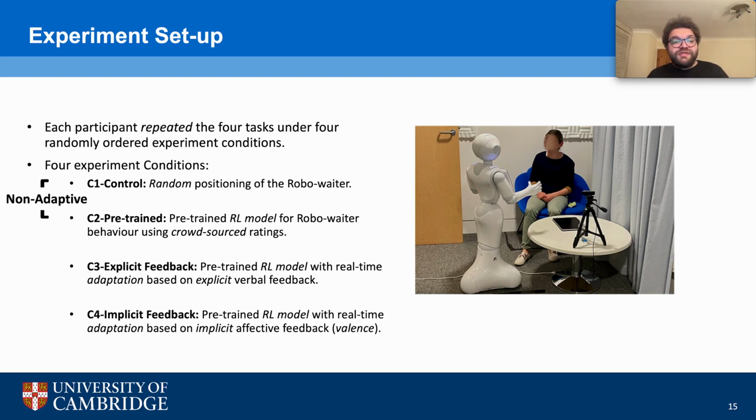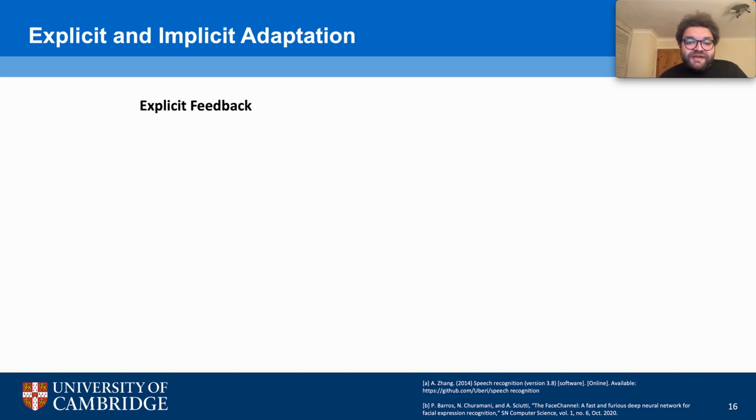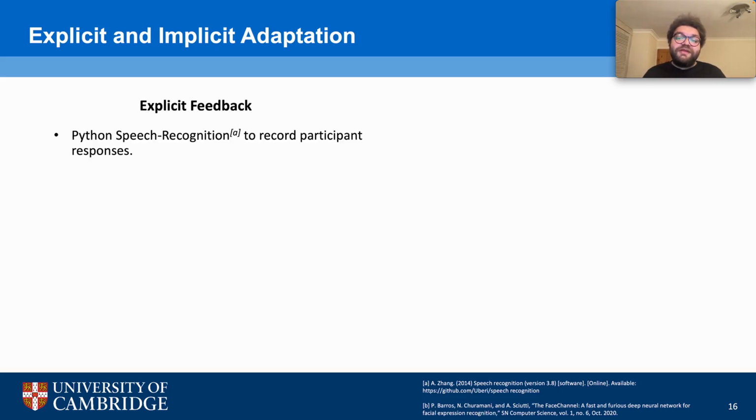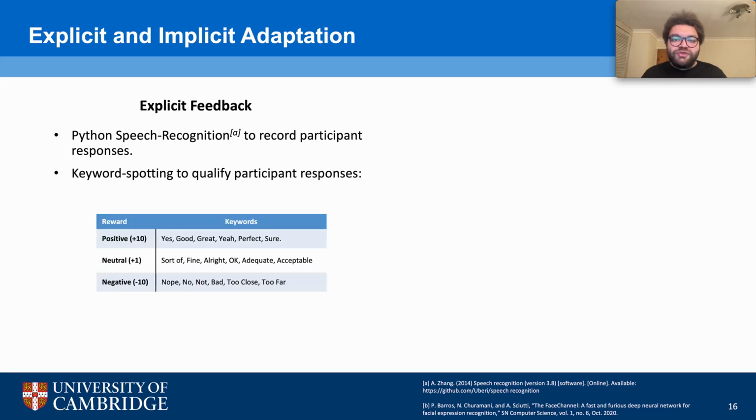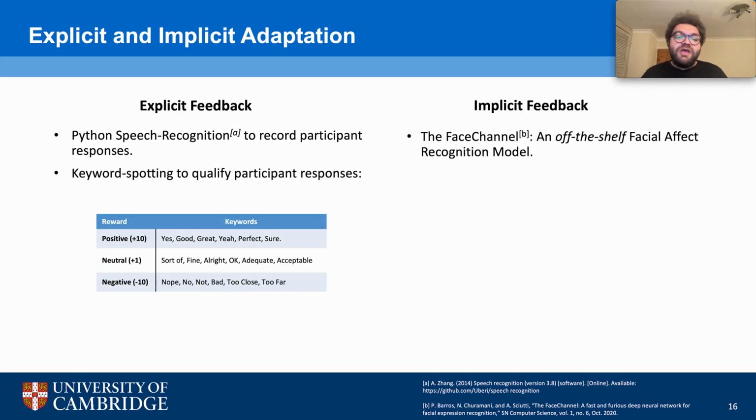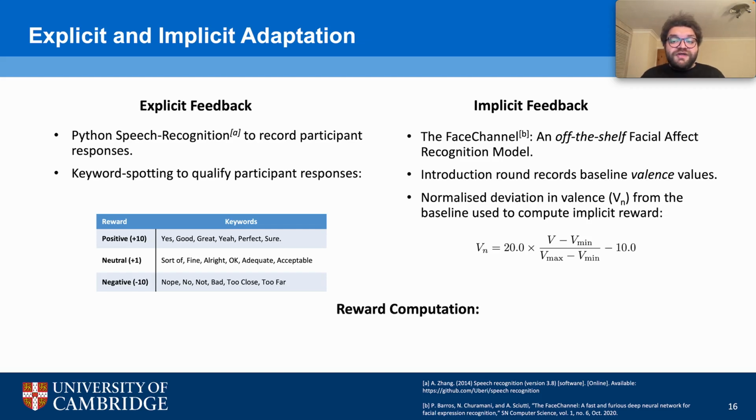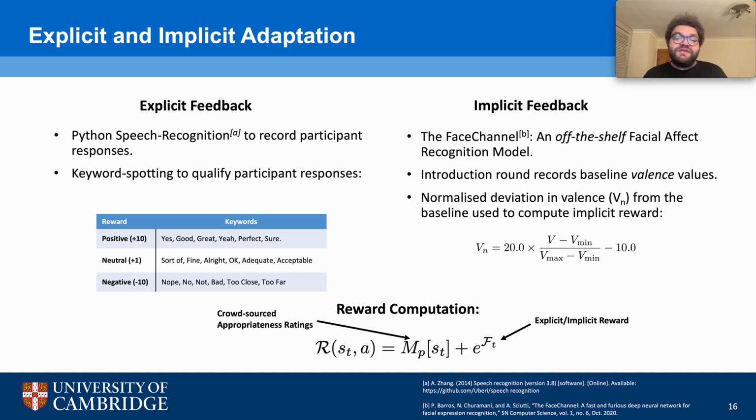Both C1 and C2 represent non-adaptive settings, while the robot adapts in real time with user feedback under C3 and C4. For explicit feedback, we evaluate the verbal feedback provided by the participants and quantify the reward given to the robot using a keyword spotting approach. For implicit feedback, we use an off-the-shelf facial affect recognition model to compute deviations in participants' valence measurements. The reward function was modified to include both crowdsourced appropriateness rating as well as explicit or implicit reward based on the condition assigned. This allowed the robot to adapt in real time to user feedback.